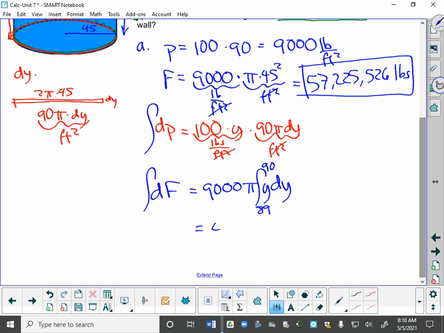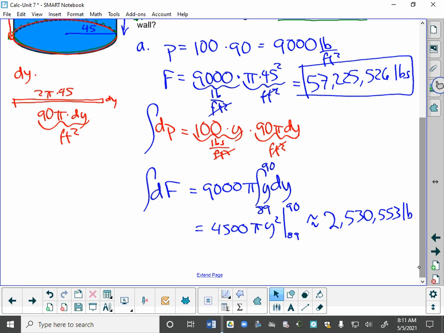So obviously that's a 4,500 pi y squared evaluated from 89 to 90, and that works out to be, just on that bottom part, 2,530,553 pounds of force exerted just on the bottom 1 foot wide rim of that tank. Okay, that's a lot of pounds.